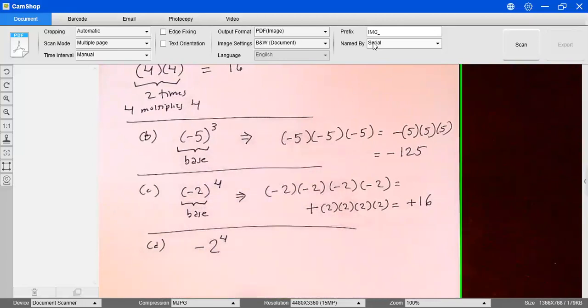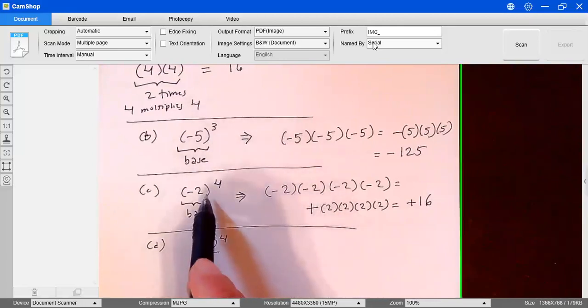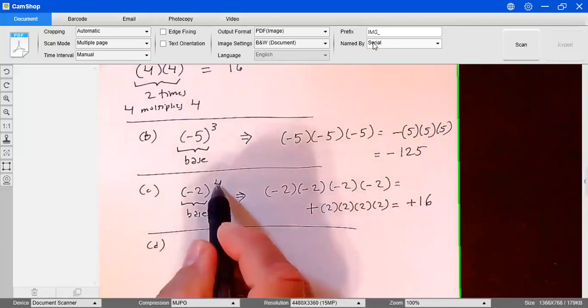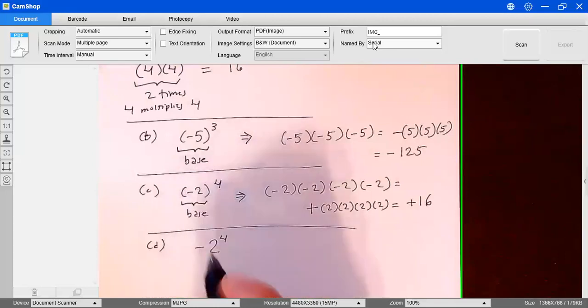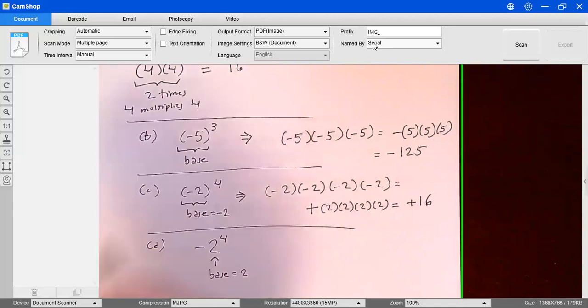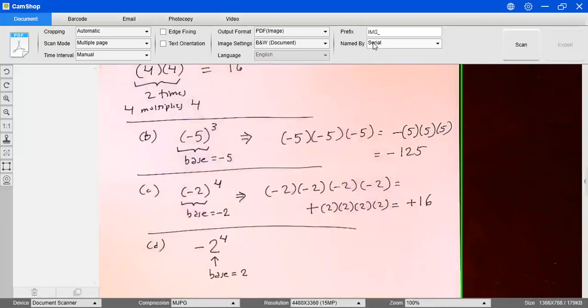So this is a very important exercise because you're going to distinguish the importance of the parentheses when you have exponents. So in this case, the number 4 only affects the number 2. It doesn't affect the negative sign because it's not enclosed in parentheses. So in this case, 4 only affects 2. In this case, 4 affects -2. So the base is just 2. In this case, the base is -2. So that's important. In this case, the base is -5.